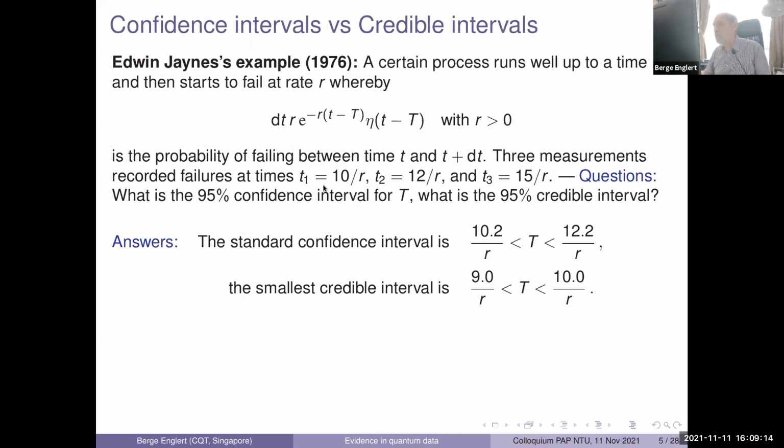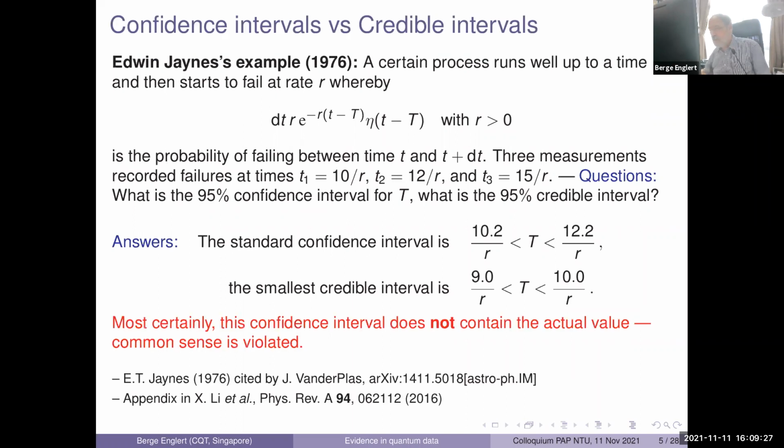Now, remember that we had observations at 10, 12, and 15 units of R. So the true value of T is certainly not more than 10. And so it follows that the confidence interval does certainly not contain the actual value. So you're applying these methods and you get something that clearly violates common sense. Now, there's nothing wrong with how these confidence intervals are constructed. It is just that the confidence interval that is associated with these data tells you nothing that is useful.